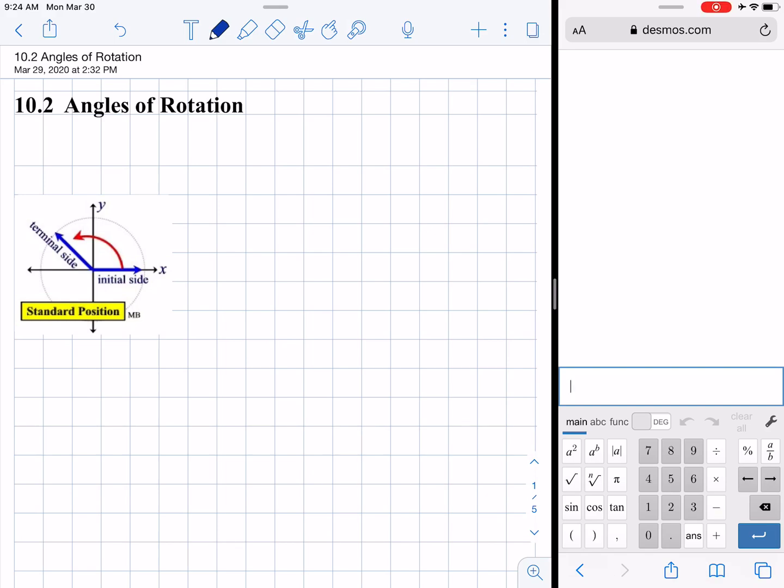Okay, guys, last time we left off, we were talking about our six trig ratios for right triangles and our special right triangle properties. Now we're going to be talking about angles of rotation and slowly working into the unit circle next section.